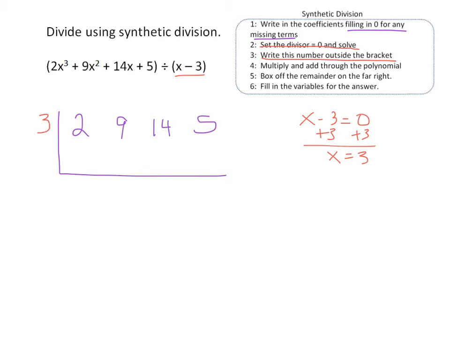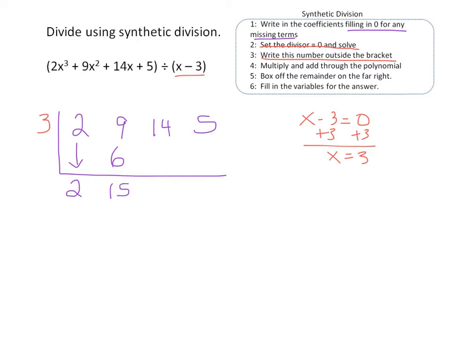Now, step 4 says to multiply and add through the polynomial. That doesn't make much sense until we go through this first example. So the first thing we're going to do is bring this 2 down to right here. Now we're going to multiply this number out here, the 3, times this number down here, 3 times 2, and we're going to write that answer here, 6. So 3 times 2 is 6, and then we are going to add these 2 values. So 9 and 6 is 15, and then we're going to multiply and add through the polynomial. So we're going to keep going.